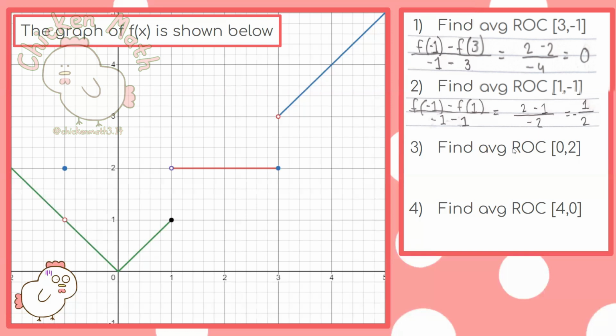For the next question, it's asking us to find the average rate of change from 0 to 2. And just like the previous questions, you find the outputs corresponding to the input values, subtract it over the input values, and you will get 1. And the last question is just like the others, and here's the answer.